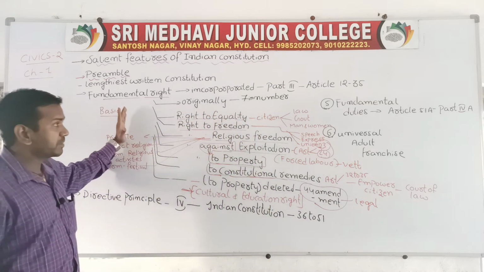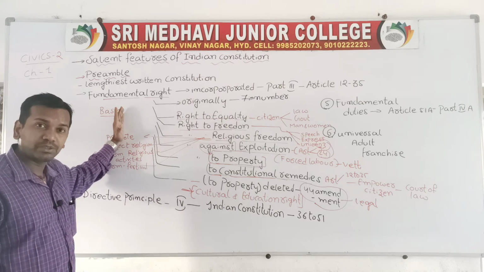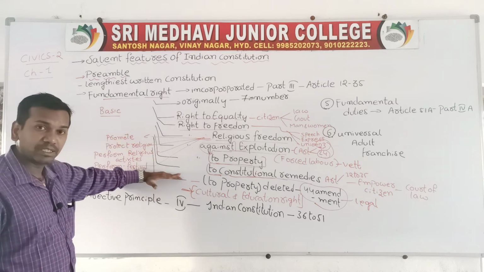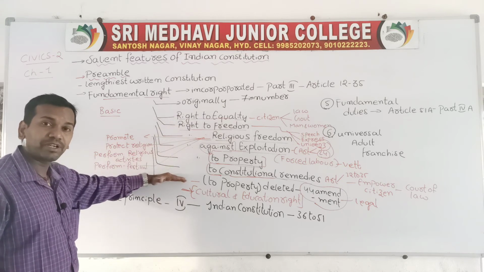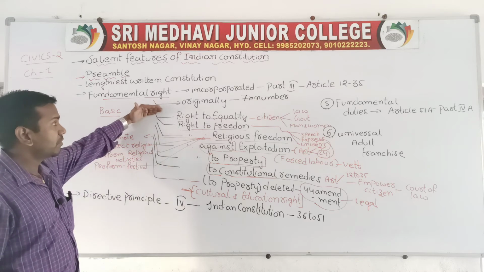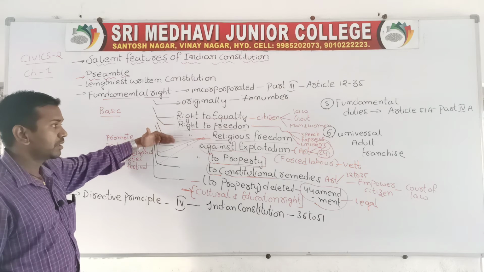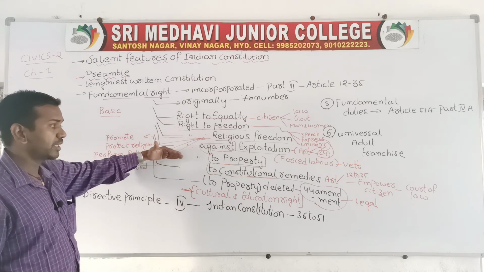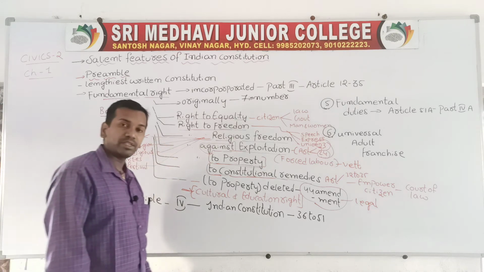In these fundamental rights, we have discussed that these are the basic rights given to the citizens. According to the right to constitutional remedies, if any citizens are not getting all these fundamental rights, then they have the right to go to the court. They can take the support of the court of law. So the rights are: right to equality, right to freedom, right to religious freedom, right against exploitation, right to constitutional remedies, right to property, and cultural and educational rights. These are the important fundamental rights.